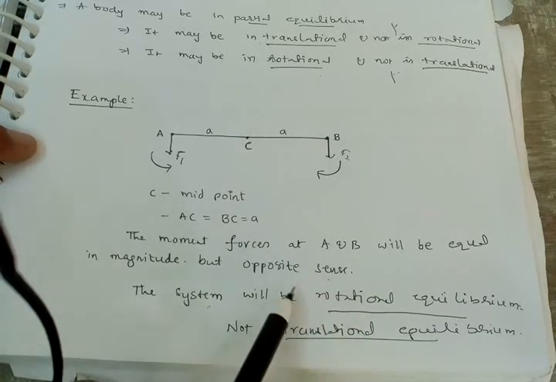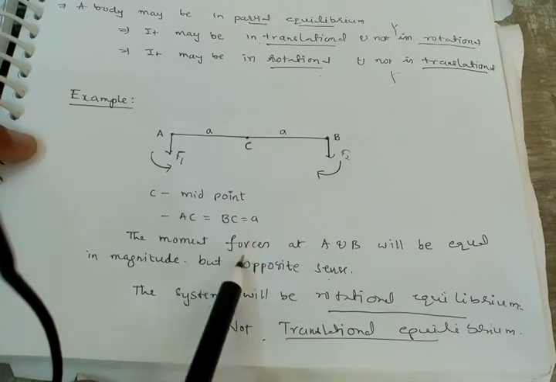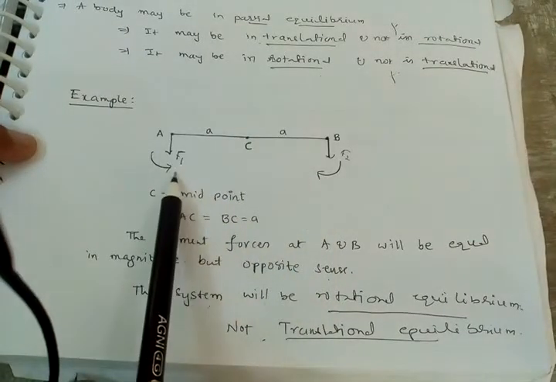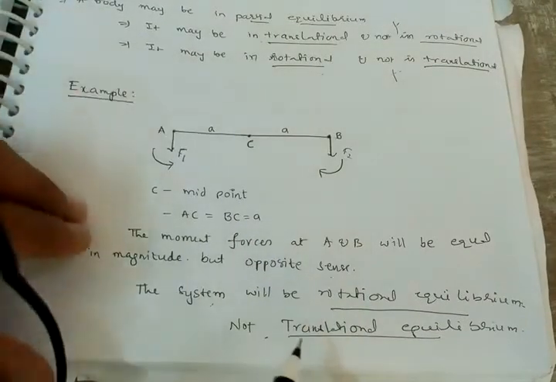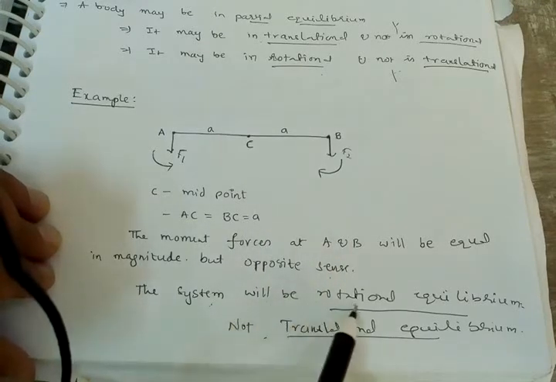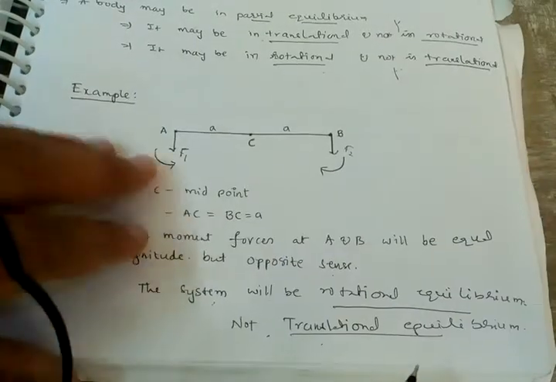This is example 1. What is happening here? The moments of forces are equal but acting in opposite directions. This is the first example. So with these forces, the system will be in rotational equilibrium, not in translational equilibrium.